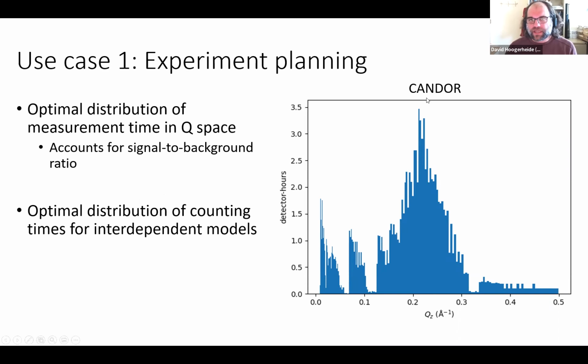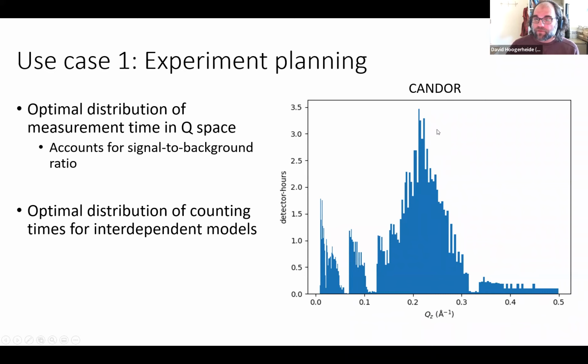And so this shows on Candor, I let the maximum Q value, this is tiny for you guys, but it's huge for us, go out to a Q of about 0.5, and then looked at how much time Candor spent at any one of these Q values, remembering again that the signal to noise ratio out here is really poor.